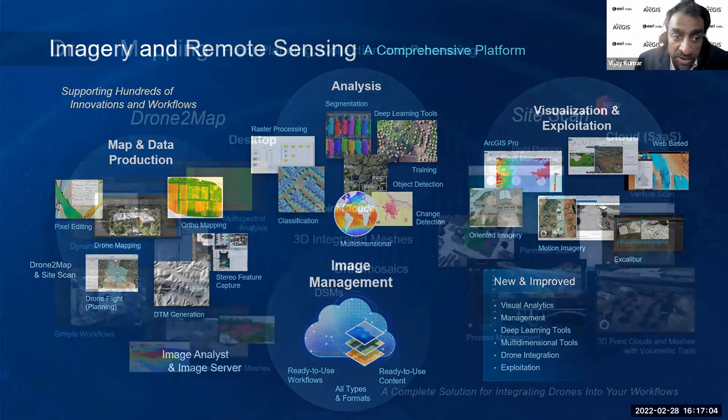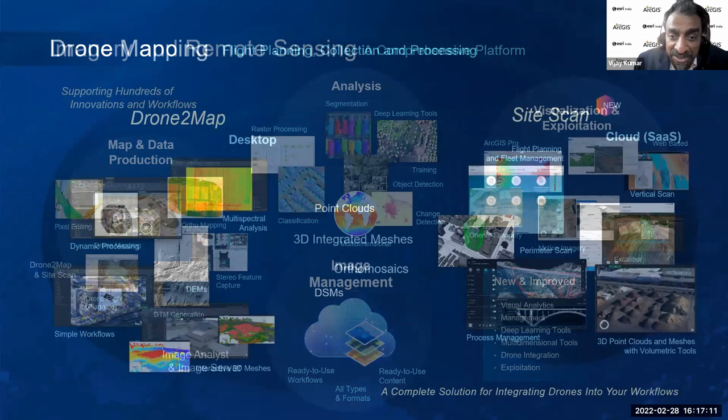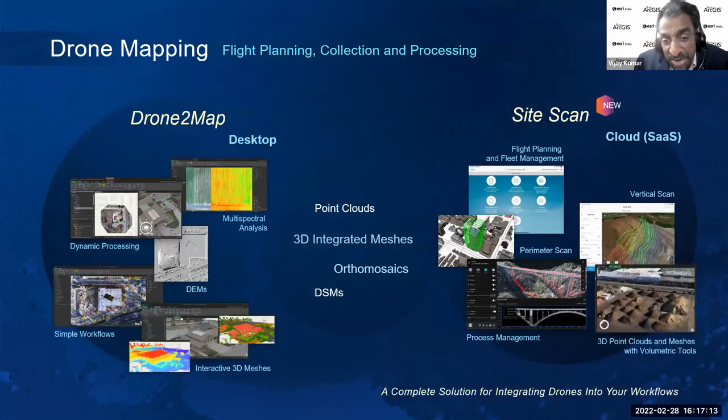Drone mapping, I think all of us are aware, drones are really creating wonders now, right? And GIS without drone processing is not complete. So it's very well supported now. And recently, we have set up a complete cloud-based framework. If you see on the right side, it's called Site Scan, which runs on the cloud, and you can do the end-to-end process. You can fly a drone, design the flight path, capture data, process data, analyze, integrate, and publish as a web service. So very, very exciting.